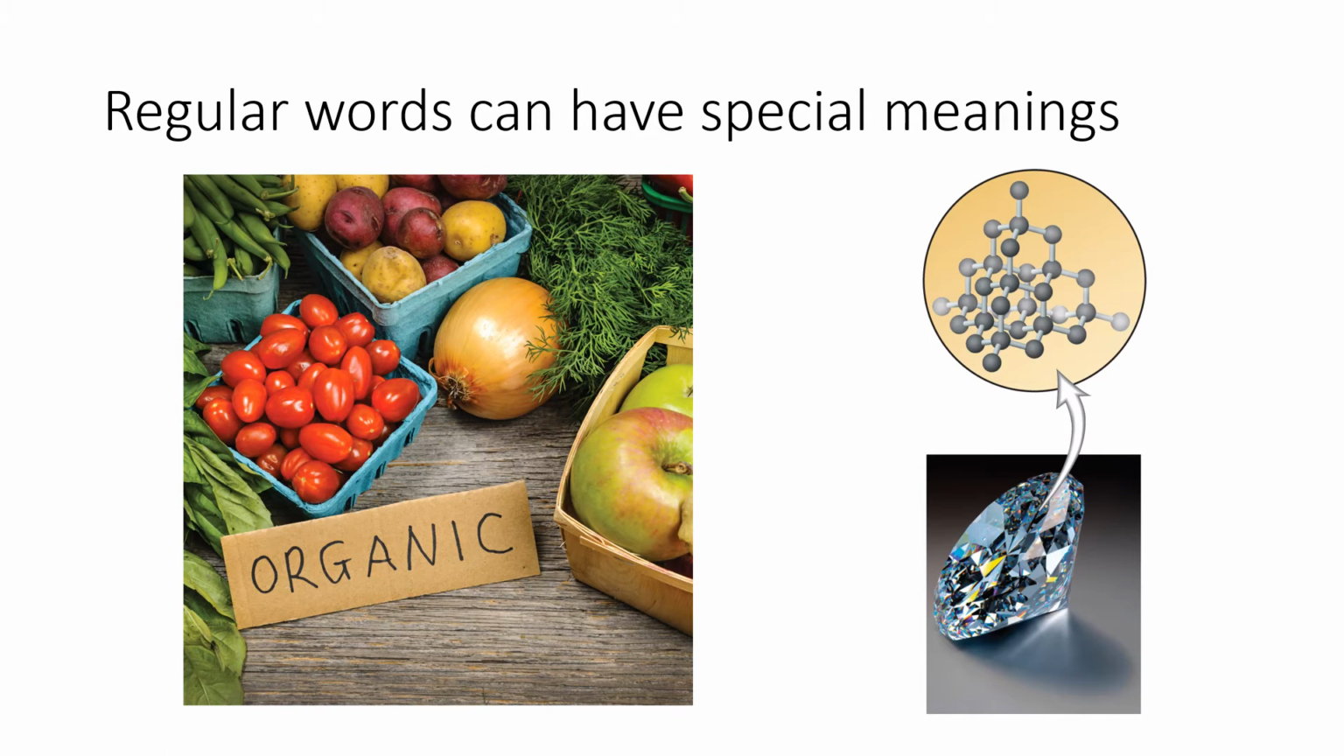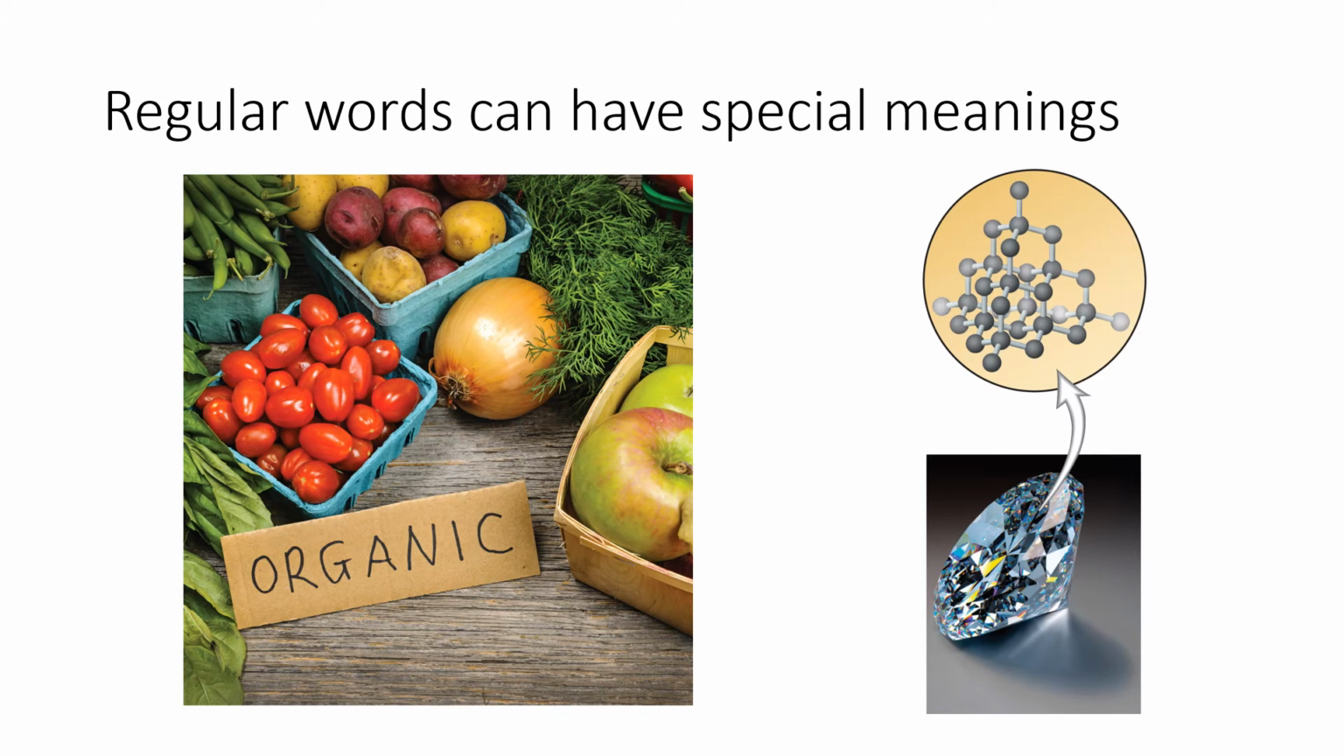One of the things that can be confusing for students who are studying chemistry is that words that seem to be normal words actually have special meaning in chemistry. One example is the word organic. If you go to a grocery store, you'll see organic all over the place. In that context, organic means food that has been grown following certain procedures, and the processing follows those procedures as well. But in chemistry, organic means something very different.